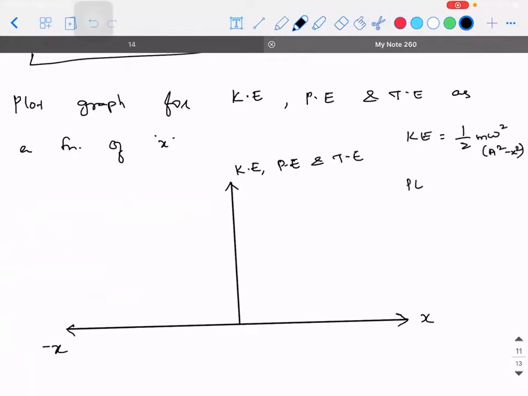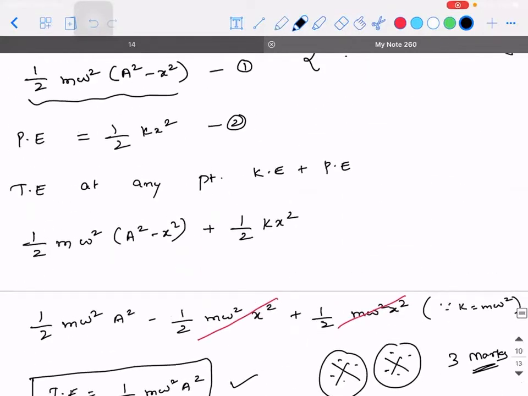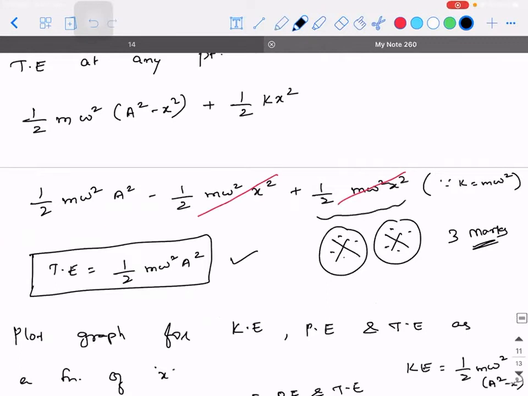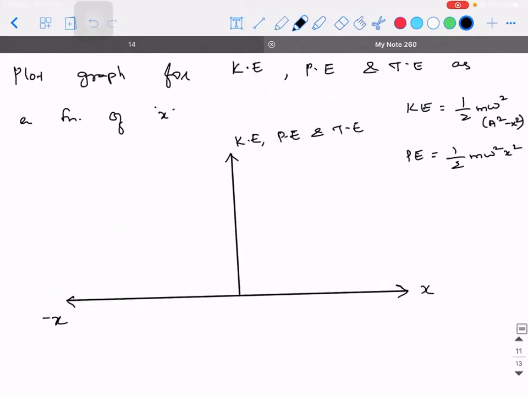Okay. What is the expression for potential energy that we have obtained? It is half m omega square x square. Now observe, if I write potential energy is equal to some constant times x square, potential energy is on the y-axis, k into x square. Y is equal to kx square.